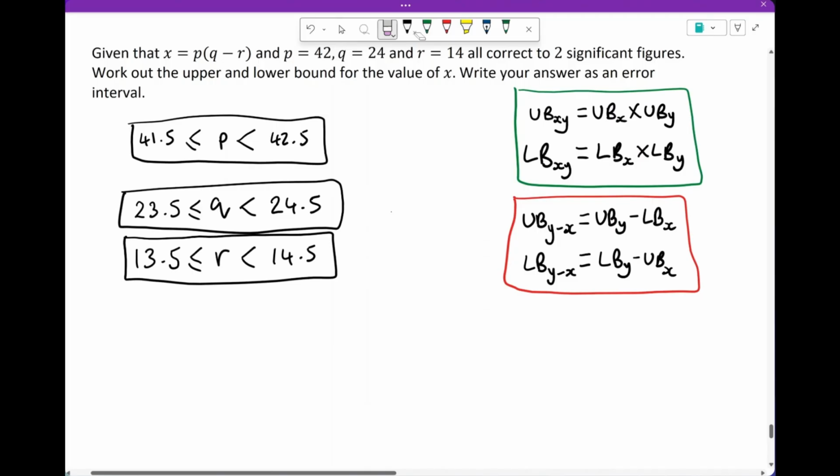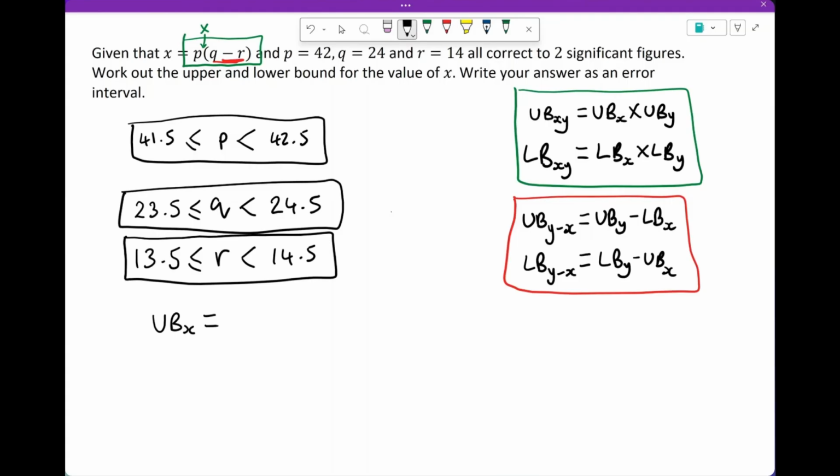So let's start with the upper bound of x. Let's just remind ourselves of the calculation that we've got here. It's P multiplied by Q subtract R. So multiplication is the overarching calculation that we're doing here. However, within that calculation, we have a subtraction in those brackets there. So we're considering both rules. However, let's just consider the multiplication first, as that involves the entire calculation.